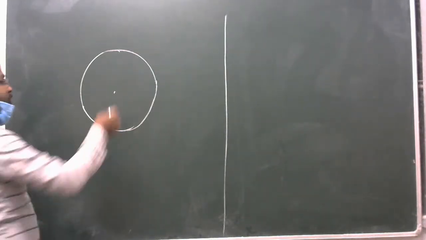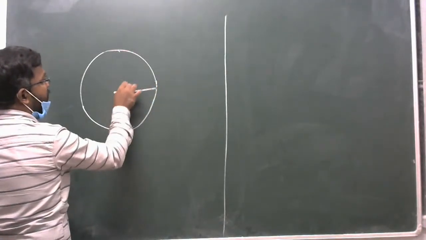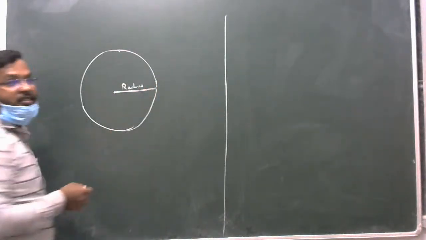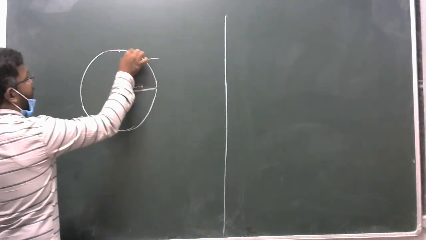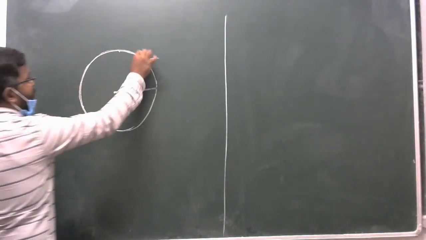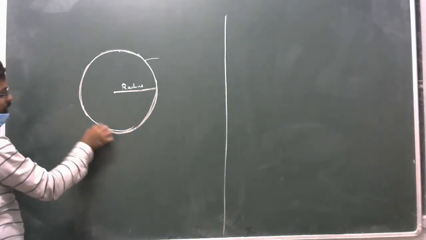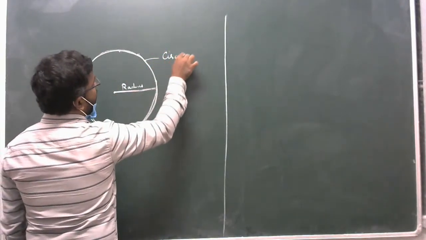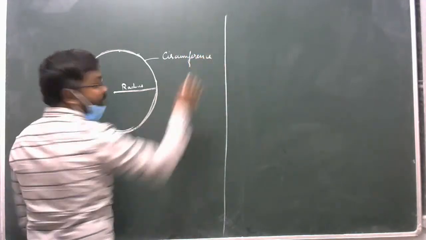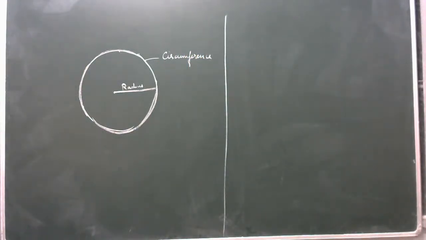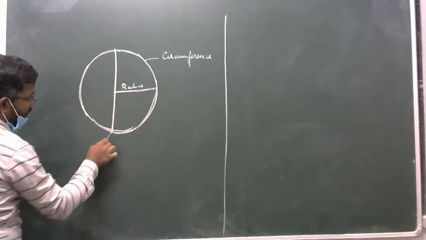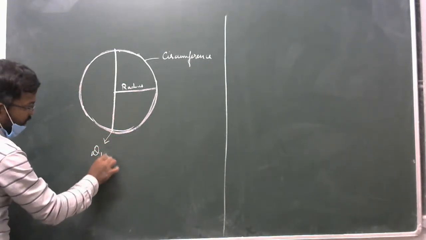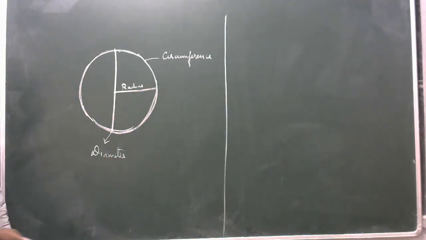Radius. First of all, it's a very easy one. Next, circumference. Circumference means the complete circle, the boundary we call it as circumference. Okay, this will be your circumference. Next, diameter. This is your diameter. Any other parts? Only this much.